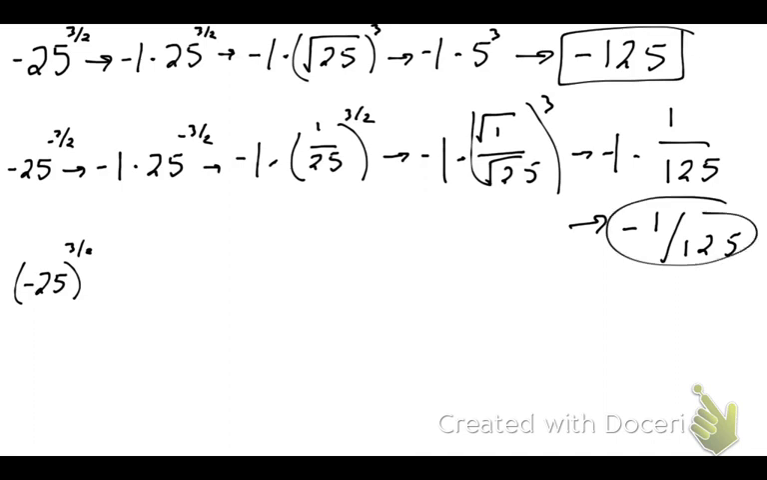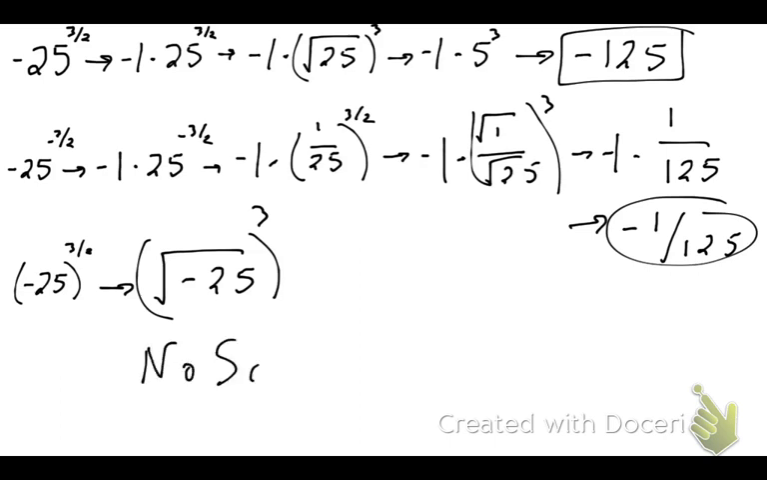What's going on there? The last problem, the whole thing is to the 3/2 power. So this means the square root of negative 25, and that whole thing is cubed. But you can't take the square root of a negative number. So this is no solution, or doesn't simplify, something along those lines.